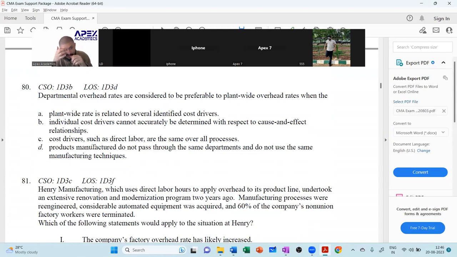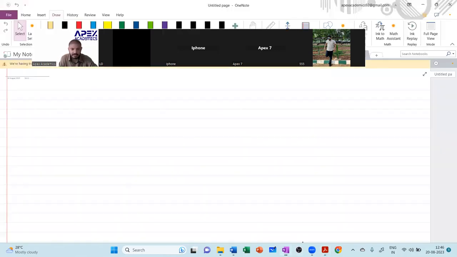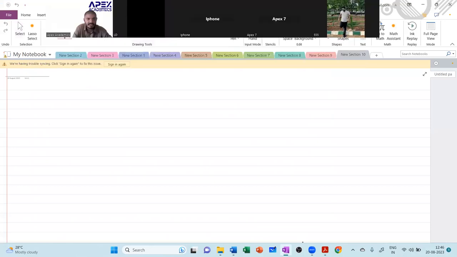Departmental overhead rates are considered to be preferable to plant-wide overhead rates. What is the meaning of this statement? First, you need to understand. People should understand the question before they start understanding the answer. What are they saying? They are saying that a departmental overhead rate is better than a plant-wide overhead rate.